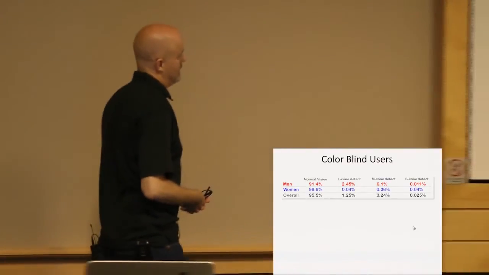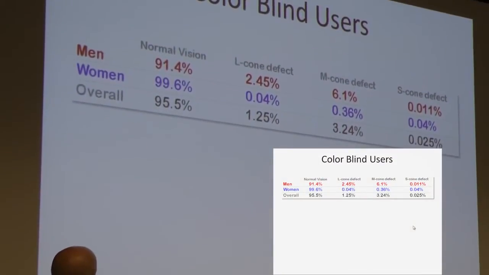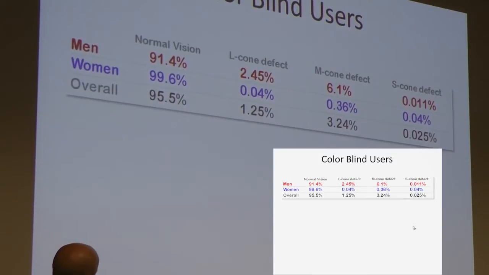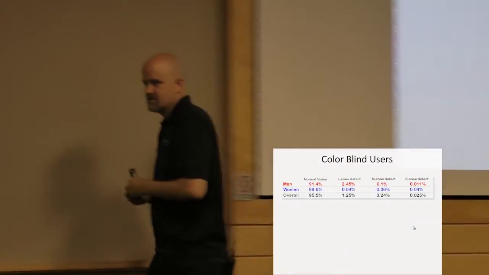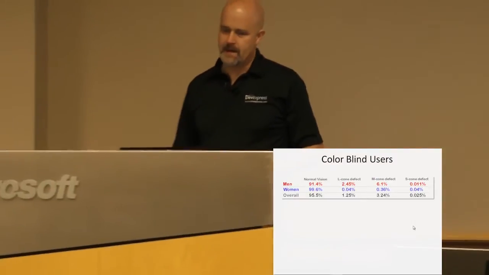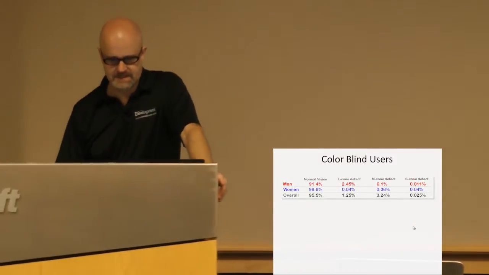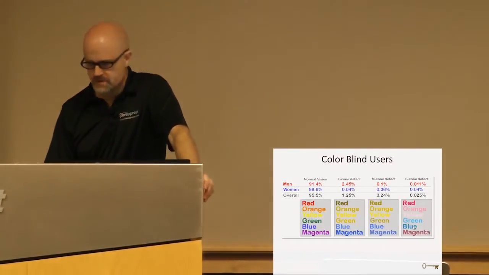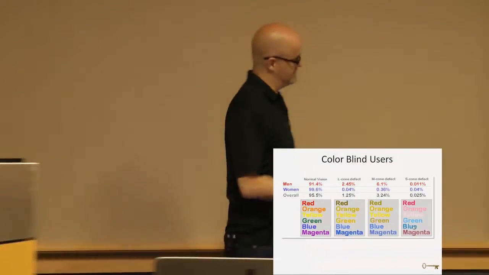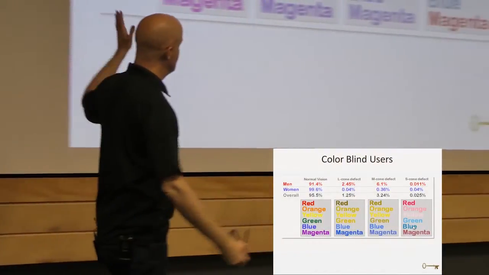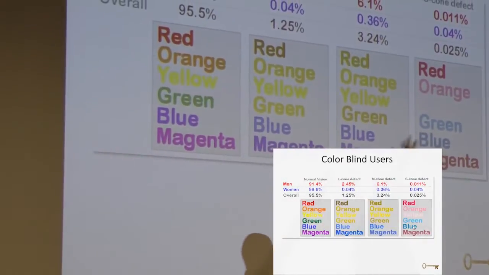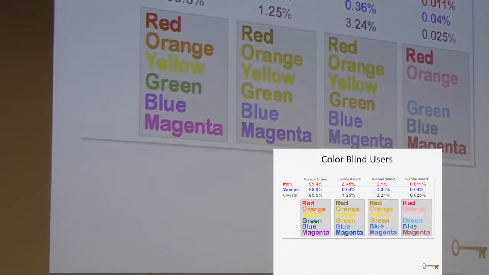These are the numbers here. Notice that women are very lucky in this area. Very few women, percentage-wise, are colorblind, whereas men have a much larger percentage of it. These are the different kinds of color blindness that are out there. You've got L-cone defect, M-cone defect, S-cone defect. And my understanding is that you can actually have combinations of these as well. But for these 3 defects, this is what the colors look like. So for anybody who is colorblind, this slide will be less meaningful to you. But for anybody who has full vision, this gives you an idea of what these colors look like for the different folks that have different kinds of color blindness.